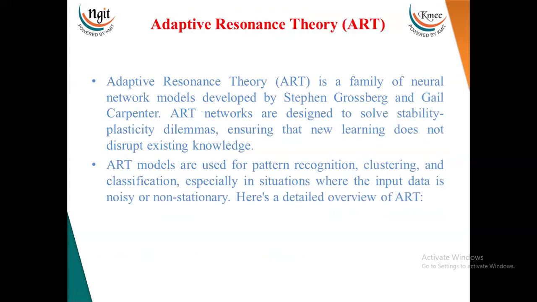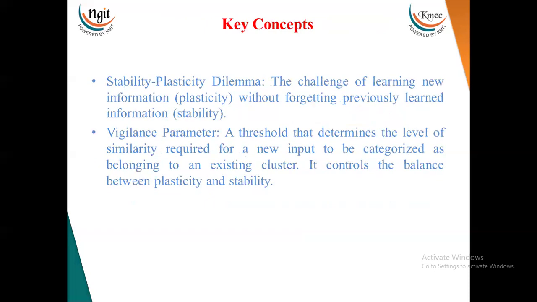Now, the next one is adaptive resonance theory. It is a family of neural networks given by Stephen Grossberg and Gail Carpenter. It is designed to solve the stability-plasticity dilemma, ensuring that new learning does not disrupt existing knowledge. These models are mainly used for pattern recognition, clustering, and classification, where input data is noisy or non-stationary.